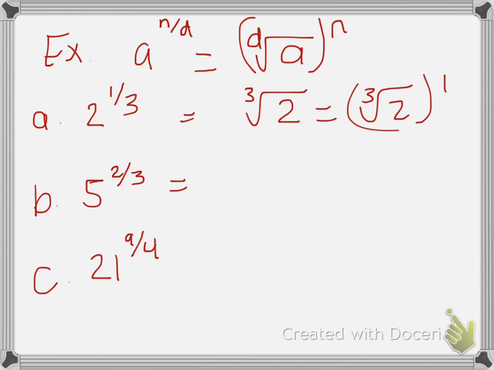Jocelyn, do B next, please. Who's supposed to go outside, Jocelyn? The 2 or the 3? You're going to have to erase the whole thing. The number, your denominator, is the one that goes on the square root. Okay, there we go.